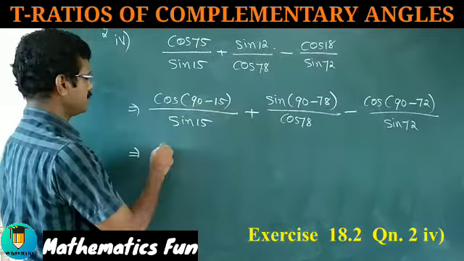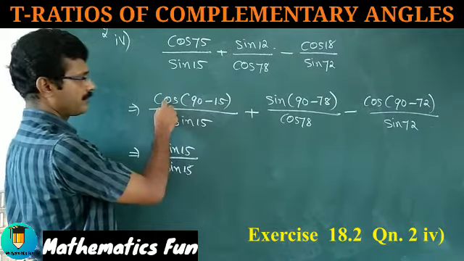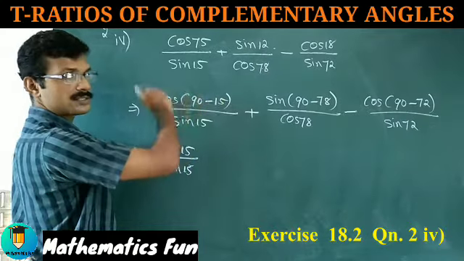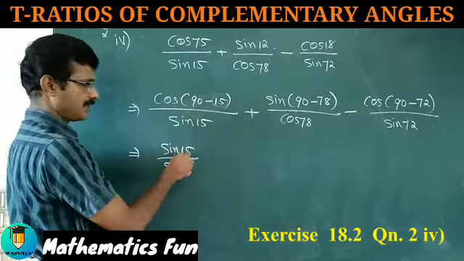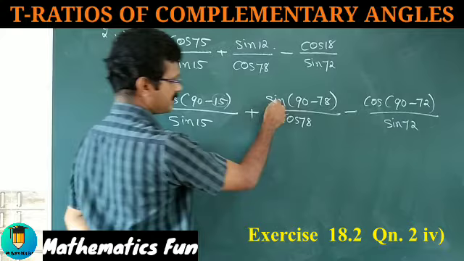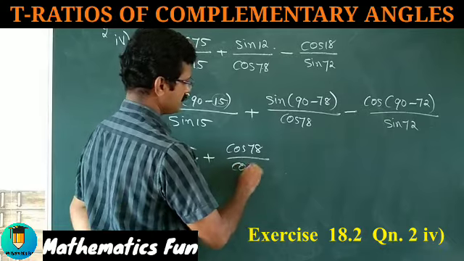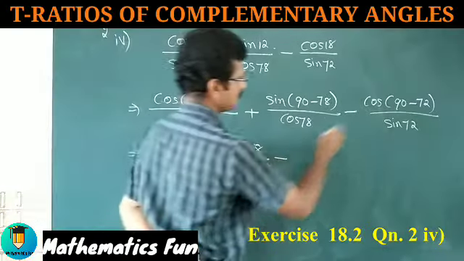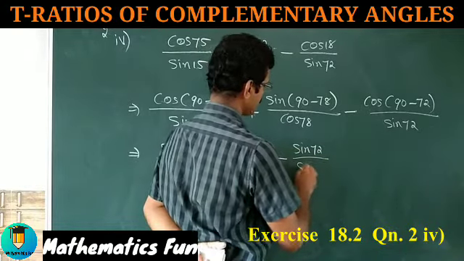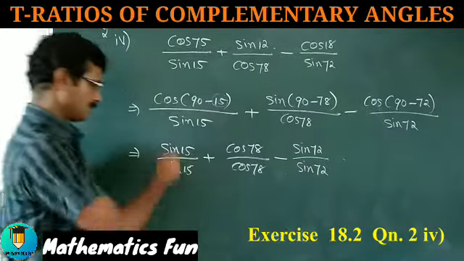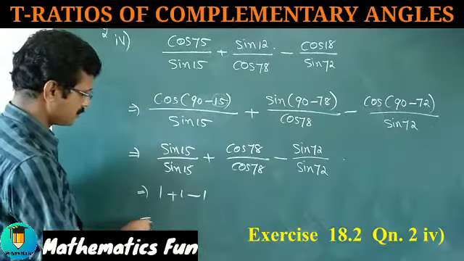Cos 90 minus theta is sin theta, so that is sin 15 divided by sin 15. Here I apply the formula cos 90 minus theta, where this is theta and this is theta; cos 90 minus theta is sin theta. Plus here also, sin 90 minus theta is cos theta, so cos 78 by cos 78. Then again cos 90 minus theta is sin theta, that is sin 72 by sin 72. All these cancel, so it is 1 plus 1 minus 1, so ultimately it is 1.